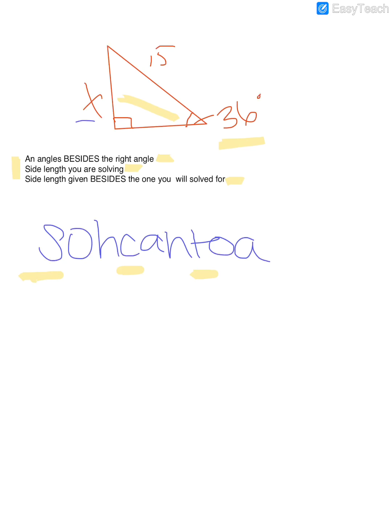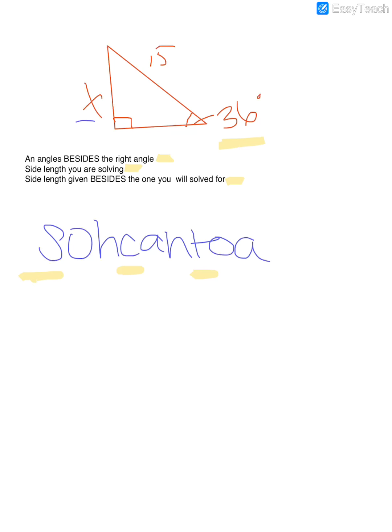And then what else do we need? Our hypotenuse. Is our hypotenuse given to us? Yes. So it seems that sine would be good to use for this question. But because we are just learning the basics, I'm going to go through cosine and tangent as well, so you can get an understanding of what exactly we're looking for in each function of trig.